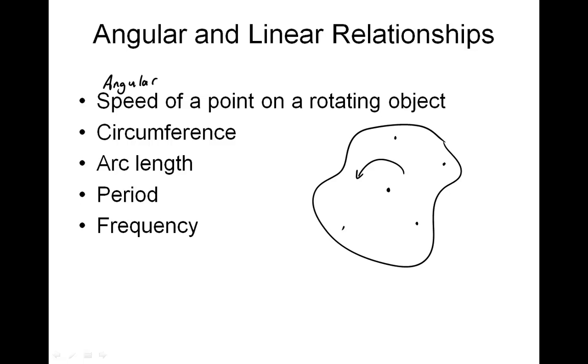Now we already know the inside horses and the outside horses move at different linear speeds, but the angular speeds will always be the same. And as that object goes around in a circle, it goes through a certain distance, and that distance is going to be the circumference of the circle.